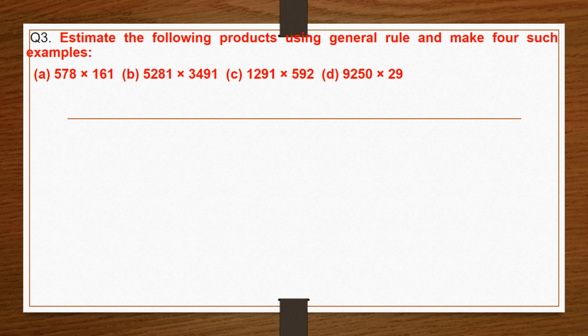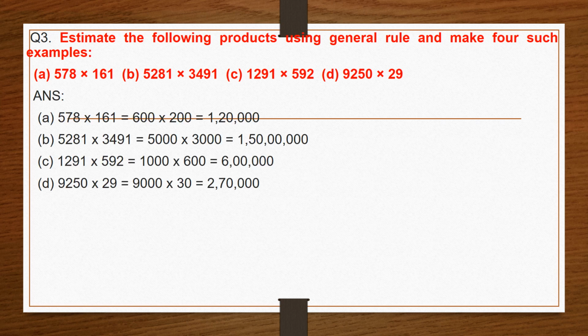The last question of the exercise. Estimate the following products using the general rule and make 4 such examples. The first part is 578 multiplied by 161. In 578, the tens digit is 7, so this number is rounded up to 600. In 161, the tens digit is 6, so this number is rounded up to 200. Now 600 multiplied by 200, the estimate product is 1,20,000.